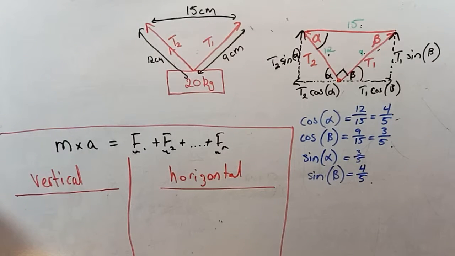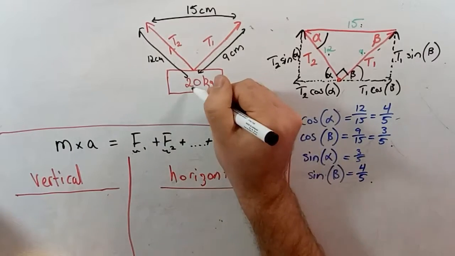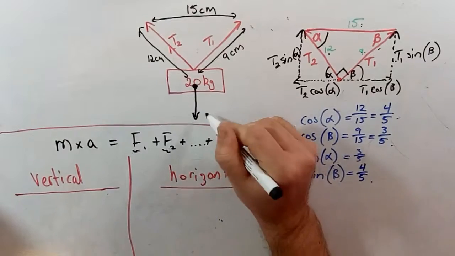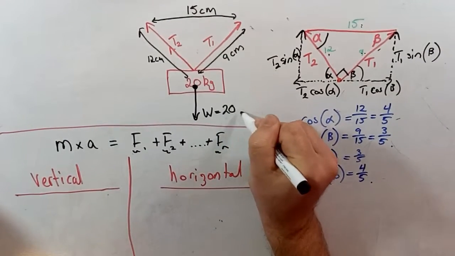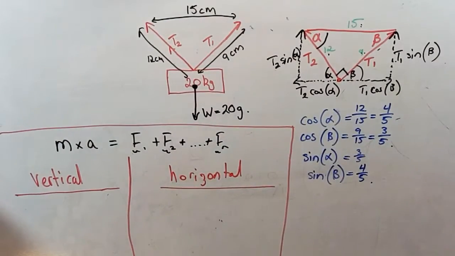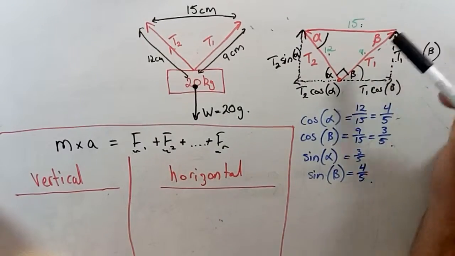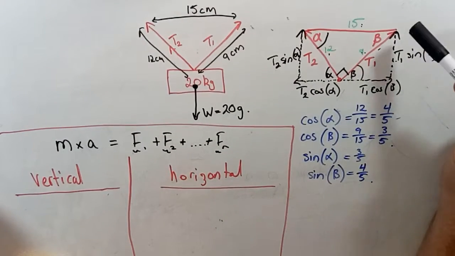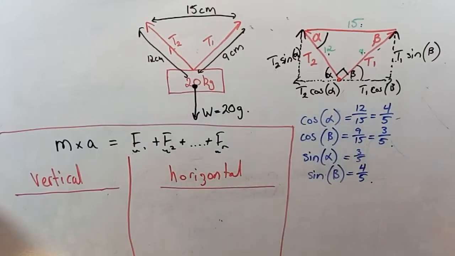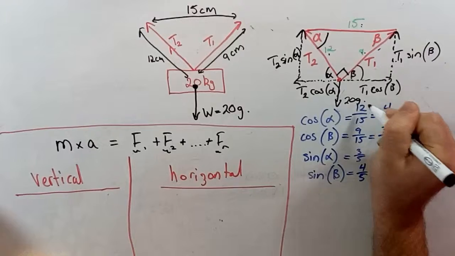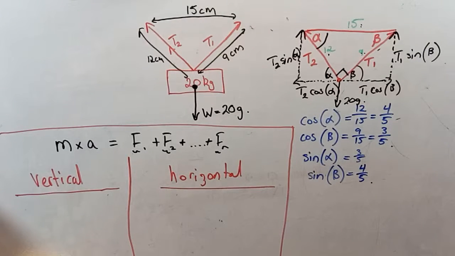So vertically, what have we got? Now remember, this is a 20 kilogram object, so there's a weight force. Weight force is 20 times g. So vertically, what do we have? We've got these ones pulling up, T2 sine of alpha, T1 sine of alpha, and this weight force pulling down. We can put it back on this diagram if we want, 20g. Okay, so we're going to write it out.